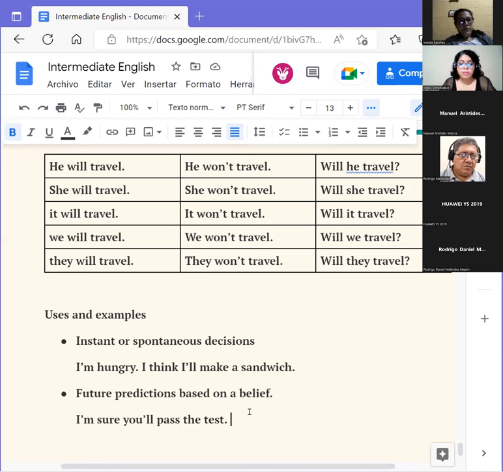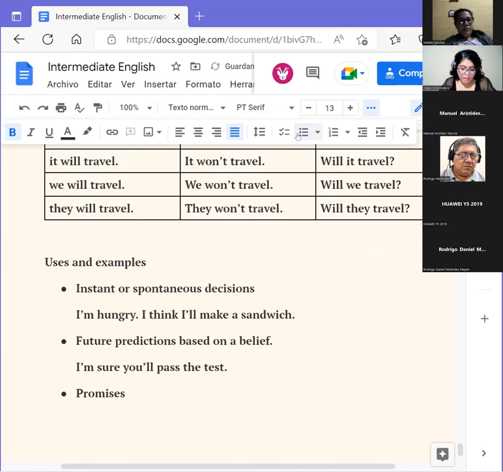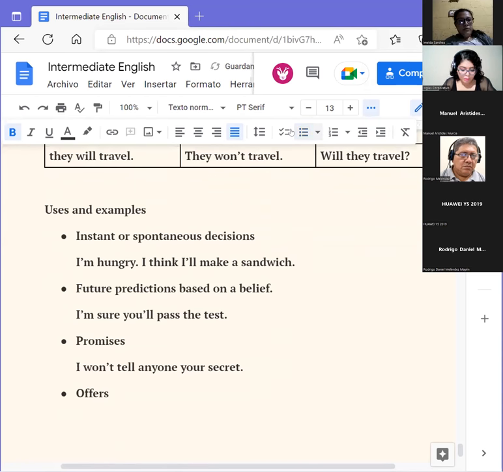Then we have use number three, and it says promises. And we have the example, and it says, I won't tell anyone your secret. Then the next use, and it says offers. We have the example, and it says, I will carry your bags for you.